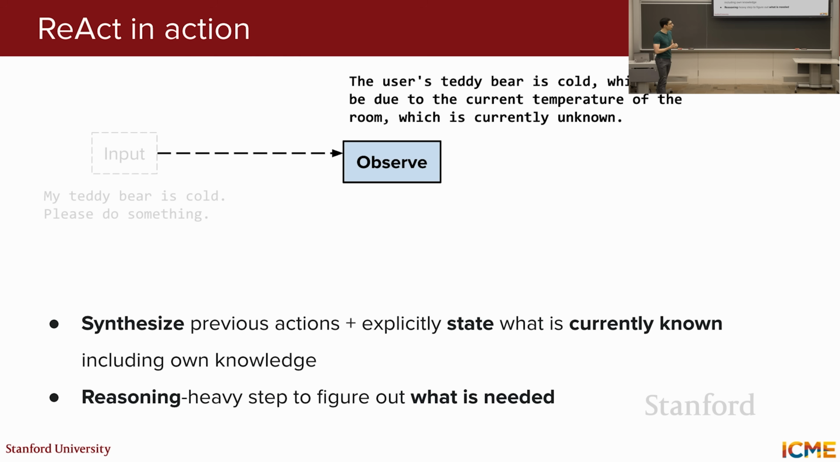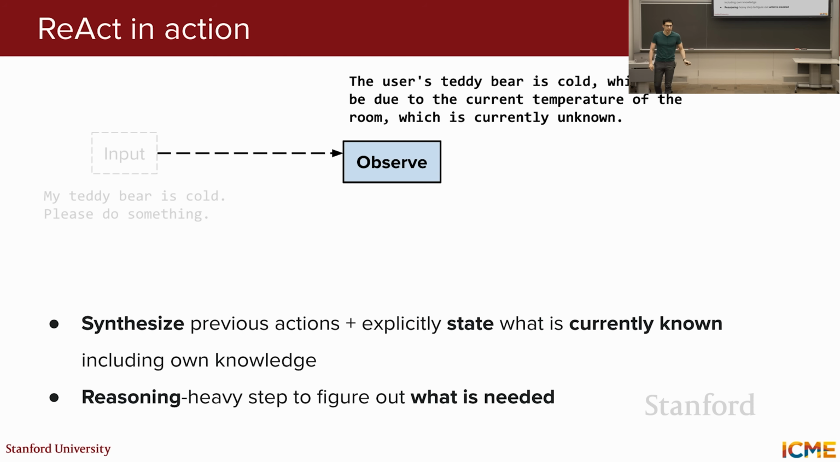First you have this observe stage, which translates the user query into an actionable formulation. When you say that your teddy bear is cold and you ask it to do something, in this observe stage you would link it back to the notion of temperature. The user's teddy bear is cold, which may be due to the current temperature of the room, which is currently unknown. So right off the bat, you now know that you need to do something with temperatures.